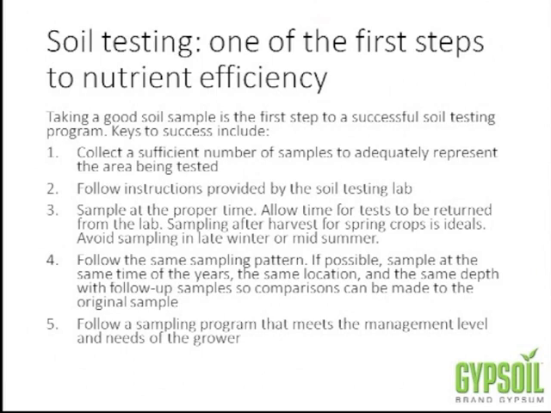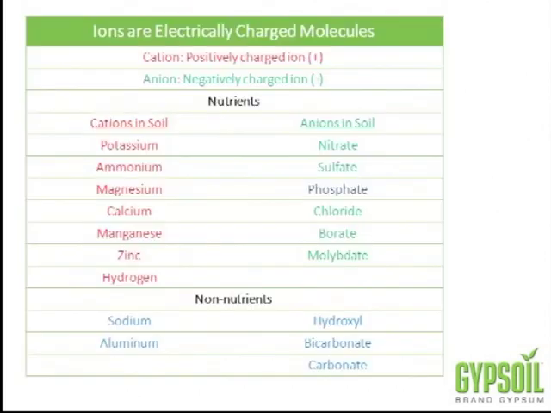Follow the same sampling pattern if possible. I like to see a grower use GPS to mark out their soil probes and where they're taking samples, so that they can come back in the future and take virtually the same soil test. That really helps with our consistency, because soil's very variable, and you can see a lot of changes. So if you can follow those GPS coordinates, and then follow a sampling probe that meets the management level needs of a grower. I think that's just common sense, all good things that you can do. This will help us determine where we start, and where we need to go.